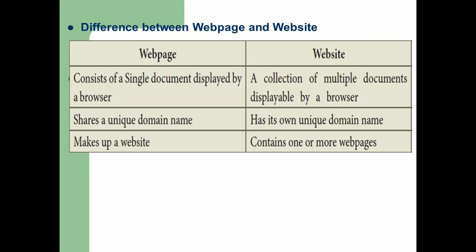Next, the difference between web page and website. A web page consists of a single document displayed by the browser. A website is a collection of multiple documents. A web page shares the unique domain name of the website, whereas a website has its own unique domain name. A web page makes up a website. A website contains one or more web pages. So this is the simple difference between a web page and a website.